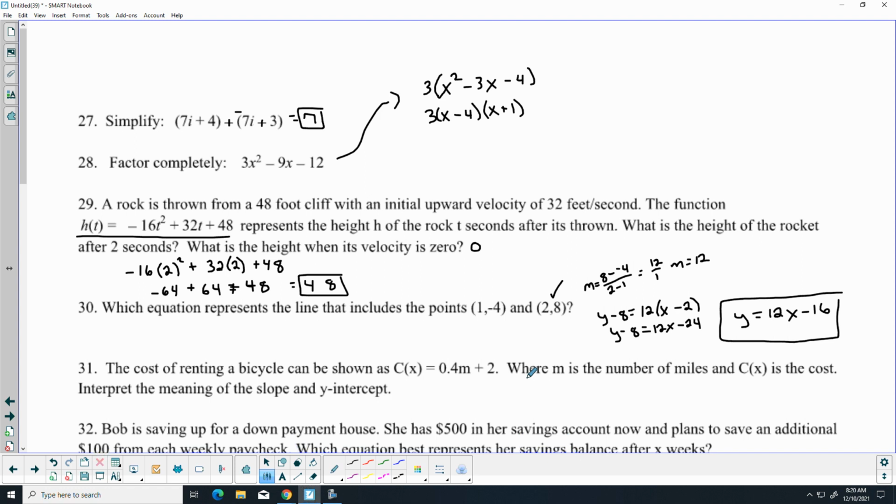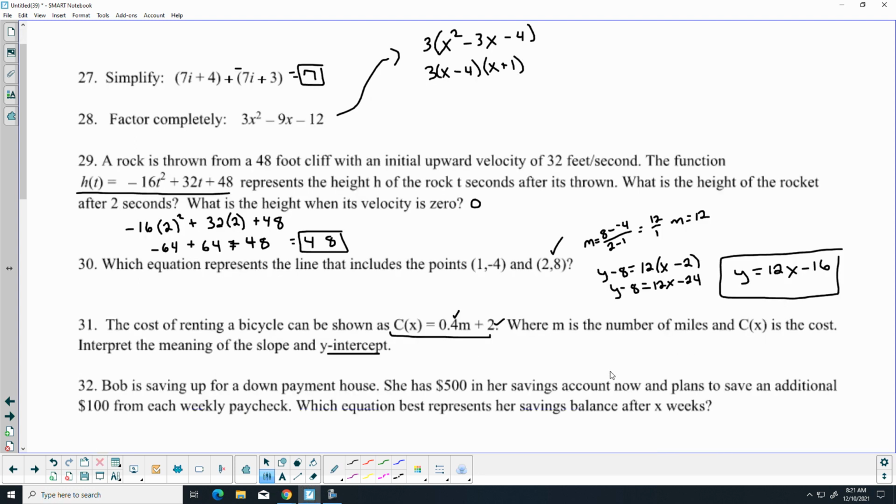All right, 31. The cost of running a bicycle can be shown by this equation, where m is the number of miles and c is the total cost. Interpret the slope and the y-intercept. The slope right there, 0.4, is how much you're paying for each mile ridden. It looks like you're paying 40 cents for each mile ridden. The y-intercept is 2, and that would be your initial cost, how much you have to pay to get the bicycle without riding anything. So 2 is your initial cost, and then 40 cents per mile.